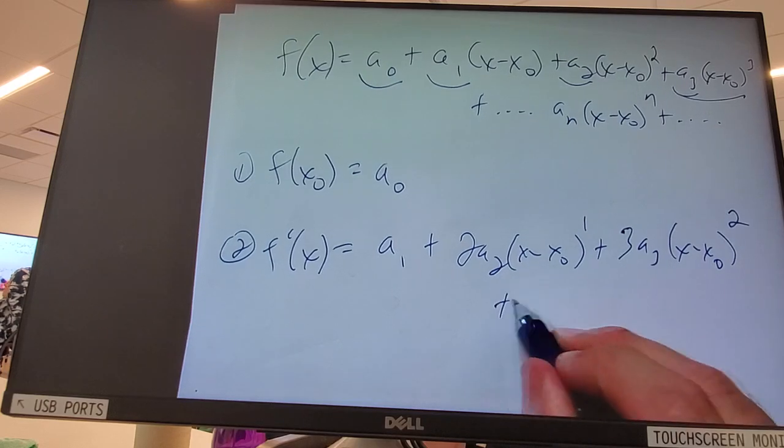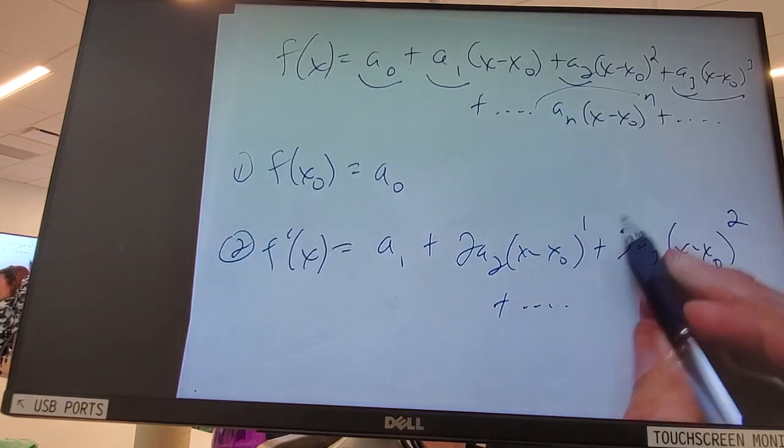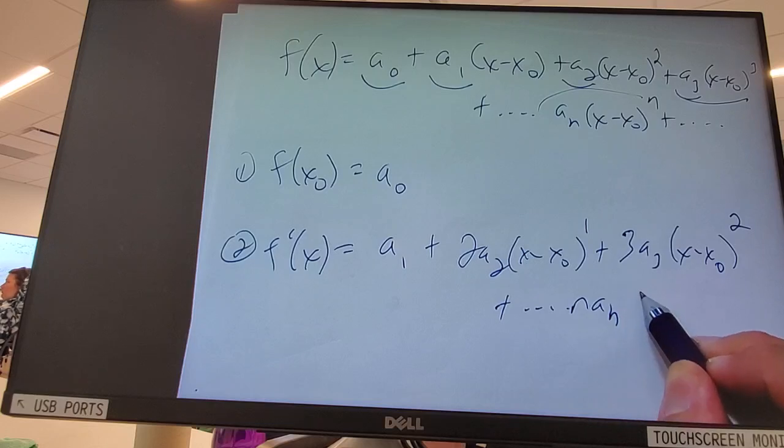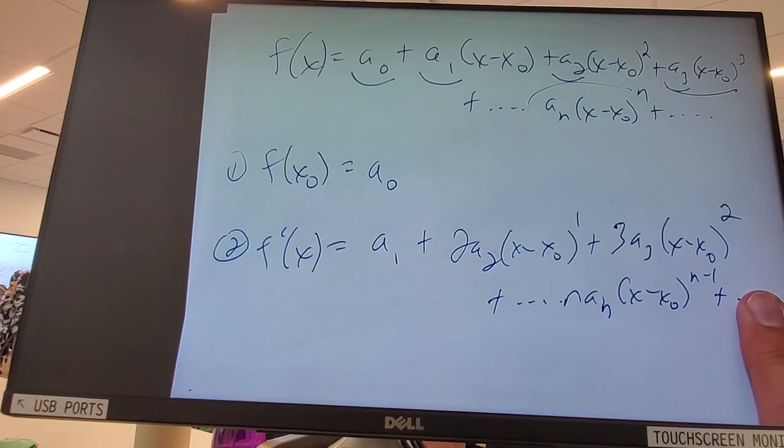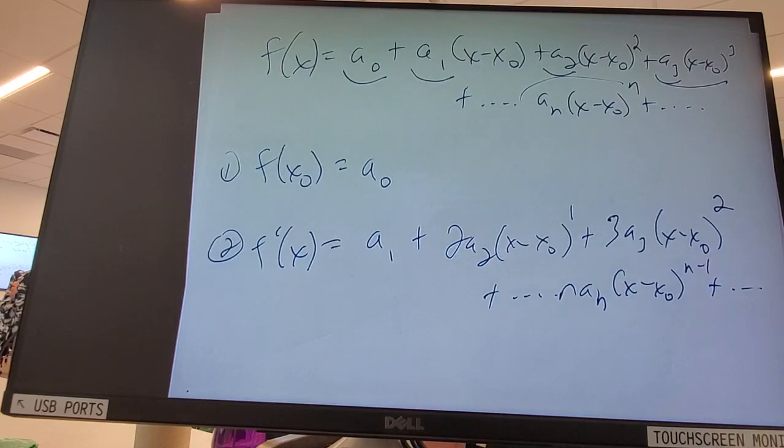So I don't have to worry about him. And here I'll do this one myself. The n will come down for the nth term, a sub n times x minus x naught to the n minus 1, plus dot dot dot. That keeps going to infinity, yes? To the infinite term, I should say, not to infinity.